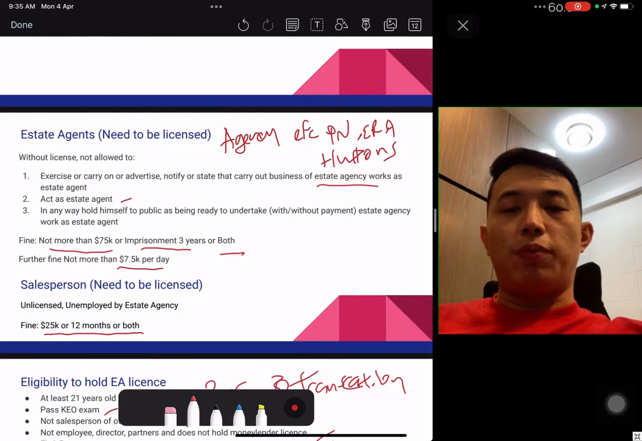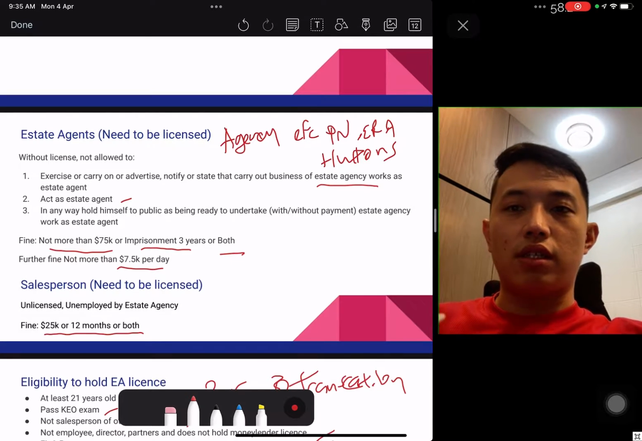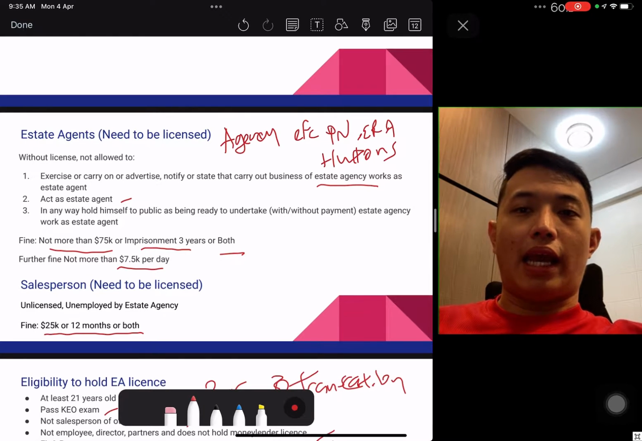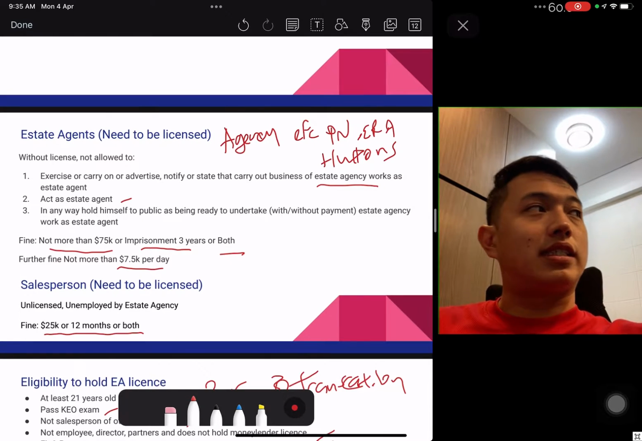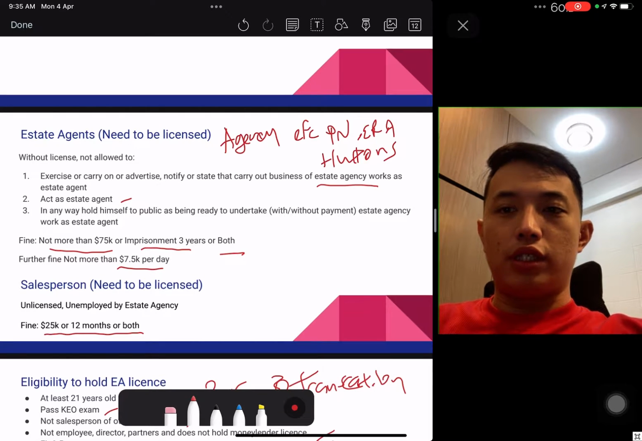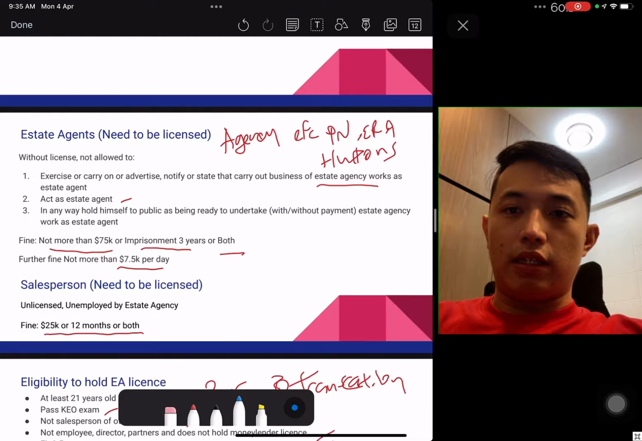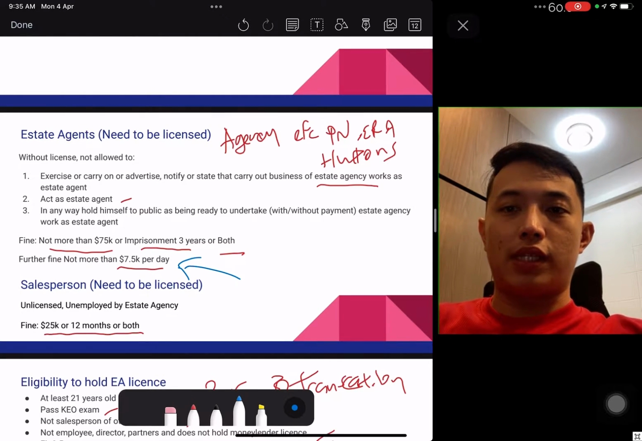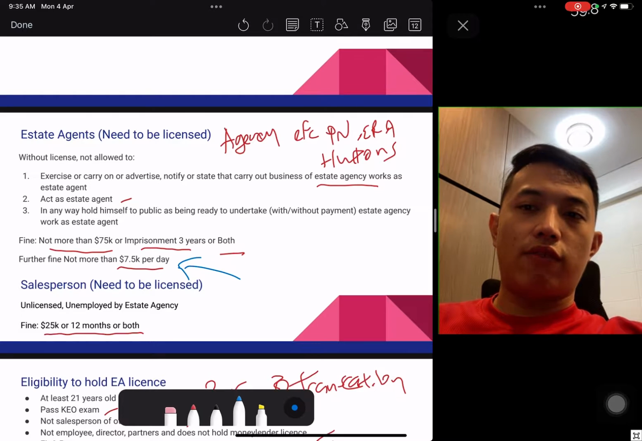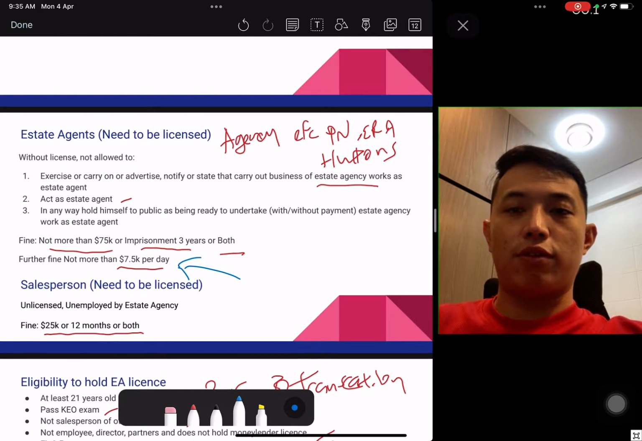So they need to be licensed. If they are not licensed, they are not allowed to carry out, advertise, or do any job related to real estate. They cannot be acting like real estate agents. They also cannot be hiring anyone to do the job because they're acting as an agency. So the fine is not more than 75,000, or 3 years, or both. For the further fine, after being caught, every single day that they are still performing this act, they will be charged not more than 7,500 per day.